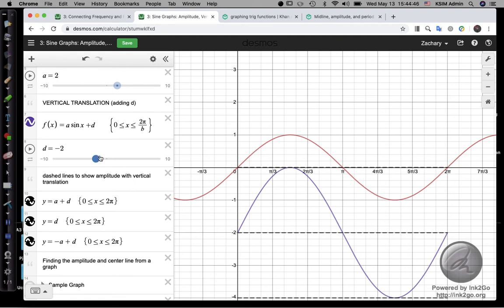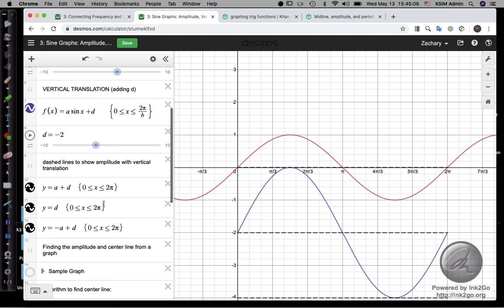the displacement, or the distance between the center line and the top and the bottom, remains a measure of 2. That is how we define the amplitude of a function, the displacement from the center line to its maximum and minimum values. So that will not change, and that is something we're going to be asked to do, to calculate the center line and the amplitude by just looking at a graph. And we'll cover that in a second.